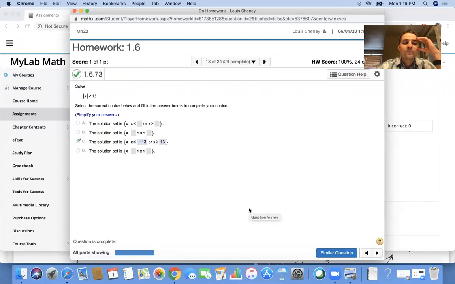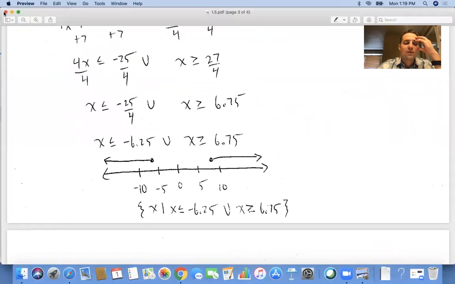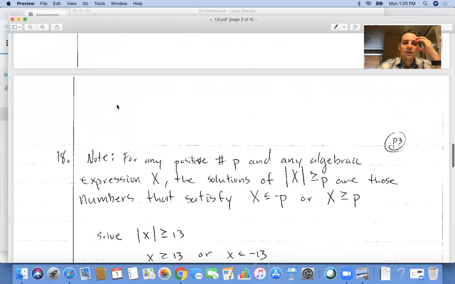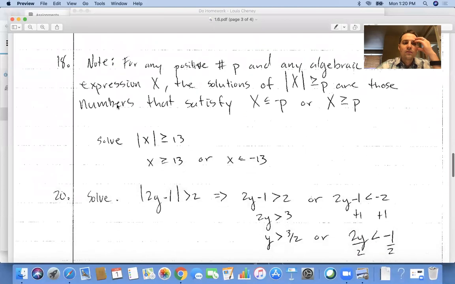Okay, so here, let me show you how I worked it out. So for 18, we need to remember that for any positive number p and any algebraic expression x, the solutions of absolute x greater than or equal to p are those numbers that satisfy these two equations. The expression less than or equal to negative the quantity and the expression greater than or equal to the quantity.